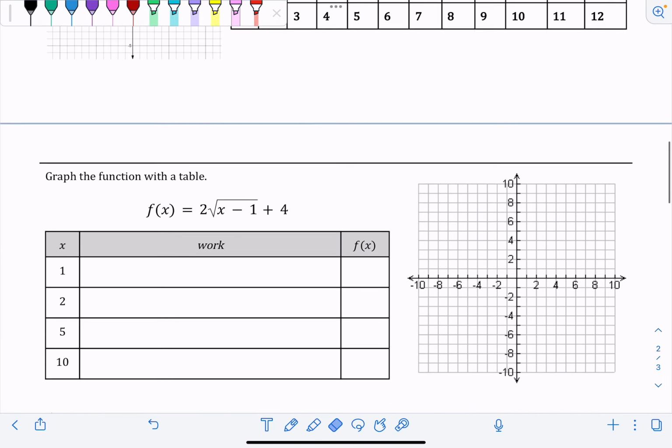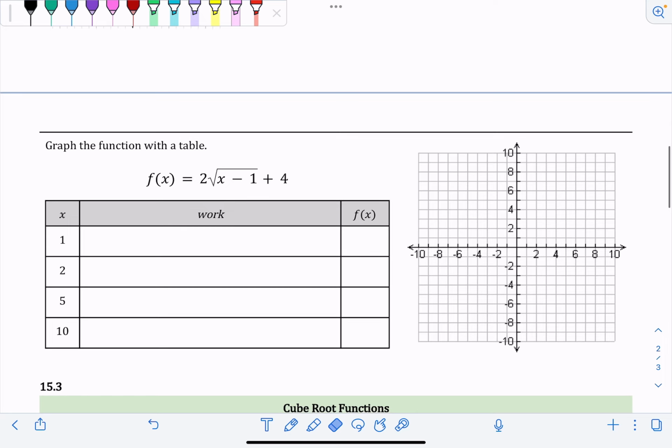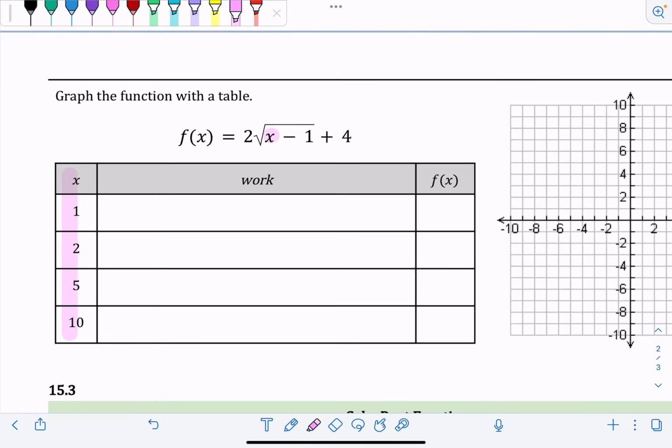Okay, next we're going to graph the function with the table again. So we have f(x) = 2√(x − 1) + 4. We have all of our input values again on the left. Those are the different numbers that we're going to put in for x, and then we'll show our work in the middle.